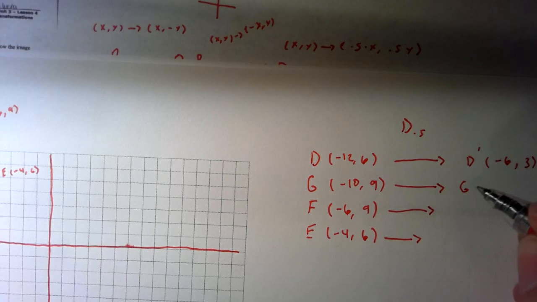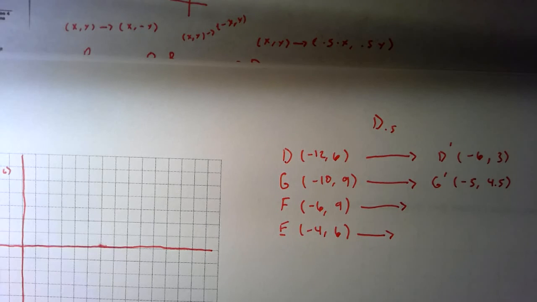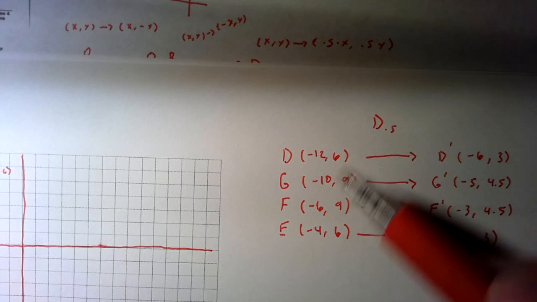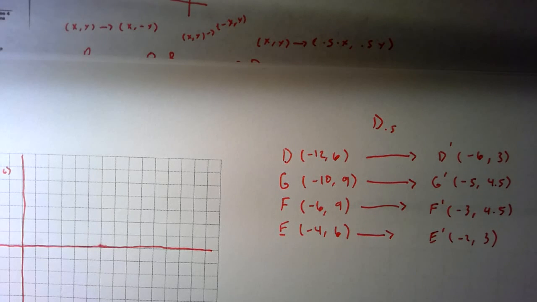Nice. And then let's write G prime. And that one is going to be (-5, 4.5). Remember, we're just getting half of the numbers, right? Just dividing by 2. And then for F prime, we have (-3, 4.5). E prime is (-2, 3). Okay. Alright, so this is for the first transformation.